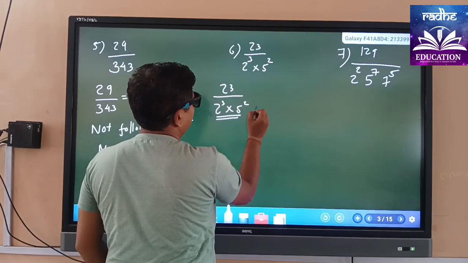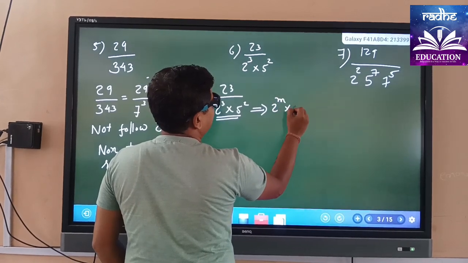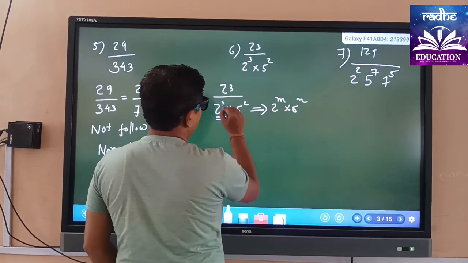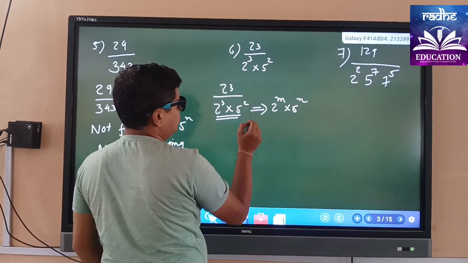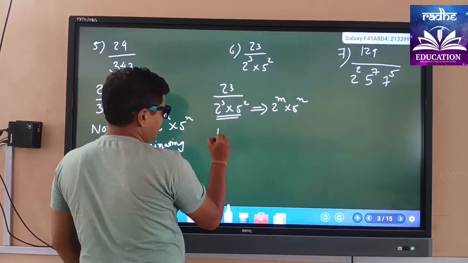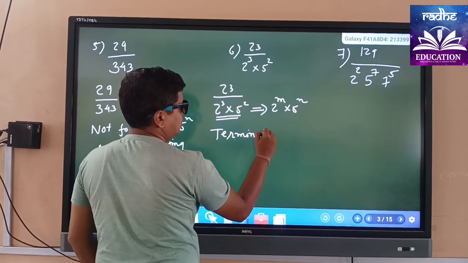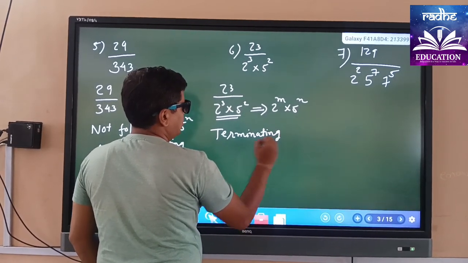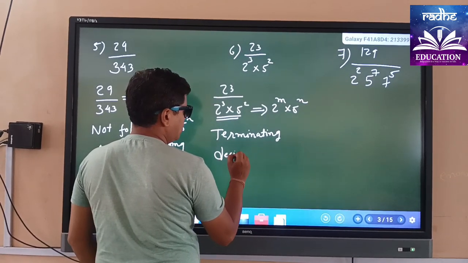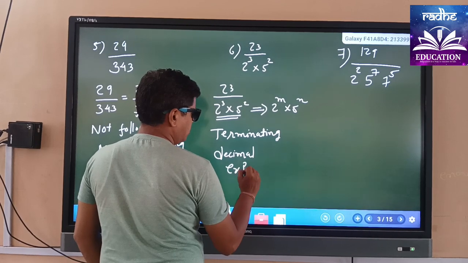Okay. Here we can see 23 divided by 2 raised to 3 into 5 raised to 2. Already it is given. It follows 2 raised to m into 5 raised to n, where m equals 3, n equals 2, and both are non-negative. So it is a terminating decimal expansion.